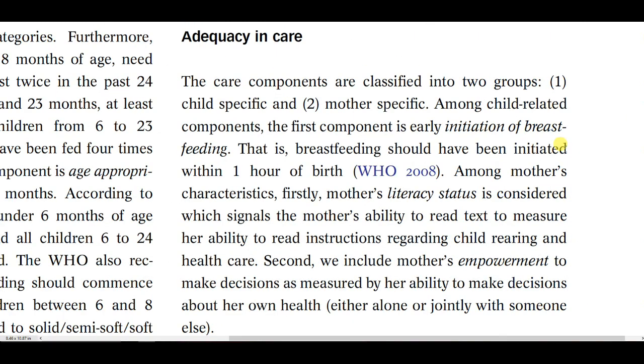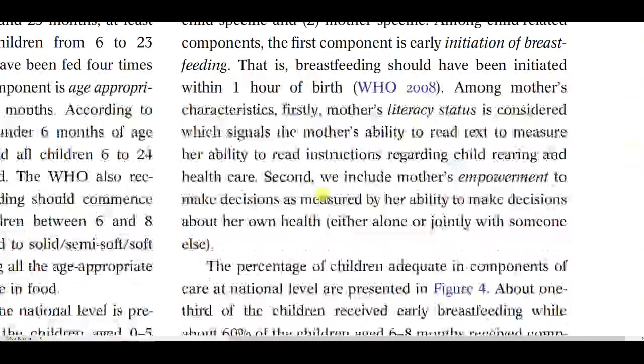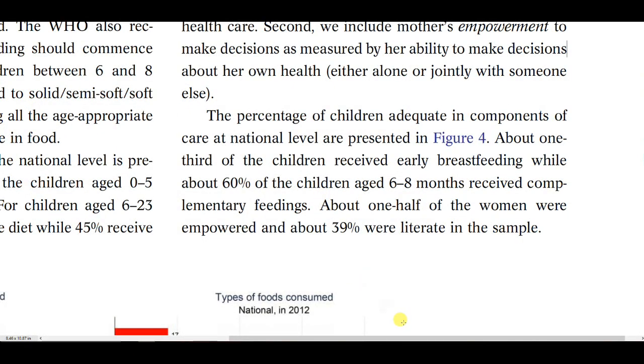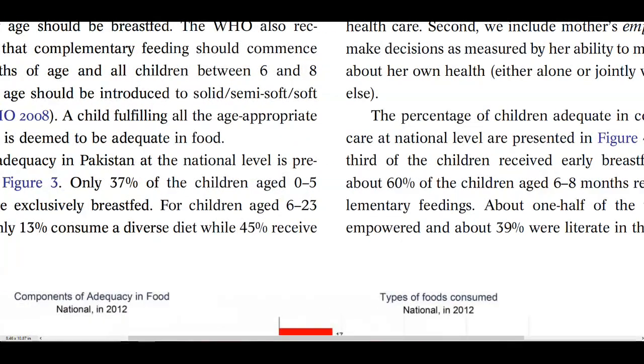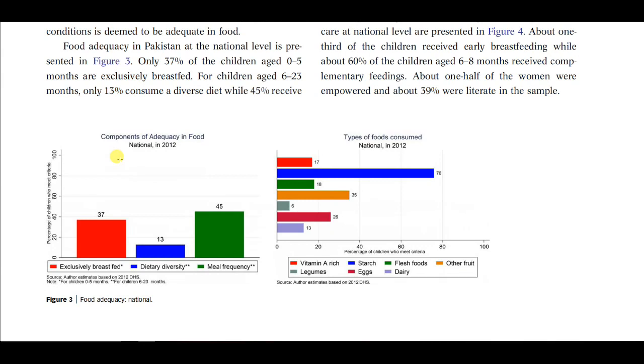For adequacy in care, we have 2 different types of components. One is child specific, the other one is mother specific. For the child specific variable, we have initiation of breastfeeding at the appropriate time. And for mother related indicators, we have literacy status and empowerment. By empowerment, we mean that the mother has the ability to make her own health related decisions jointly or alone. So she has a say in the household when it comes to health related decisions. This is why we use it as the proxy for adequate health. Empowerment.